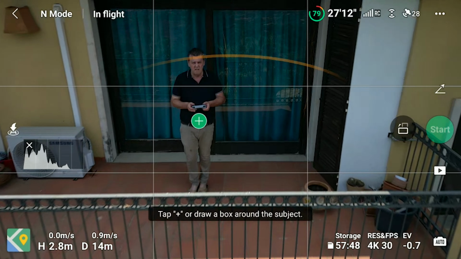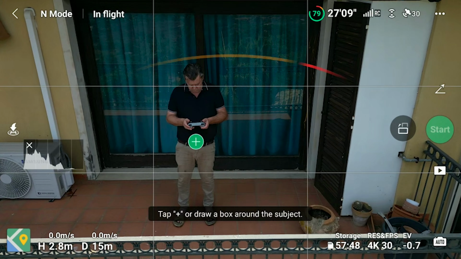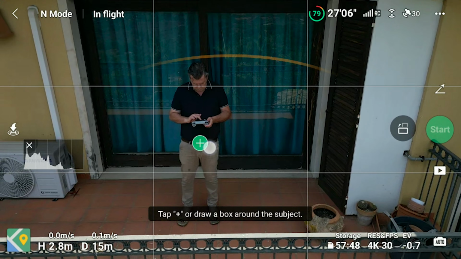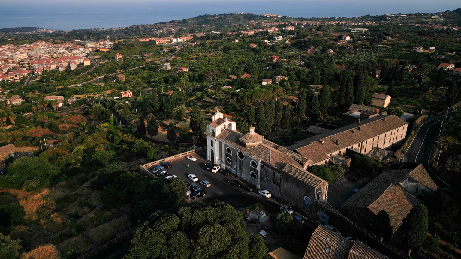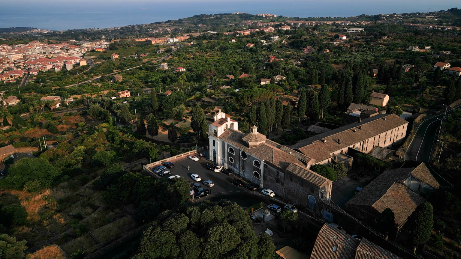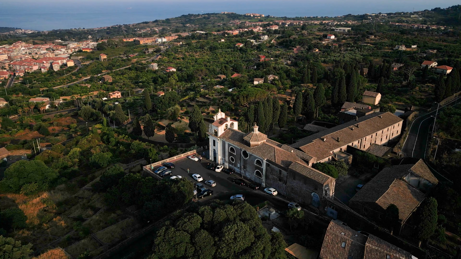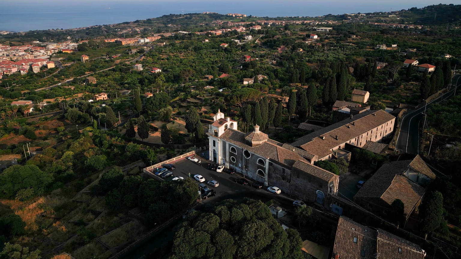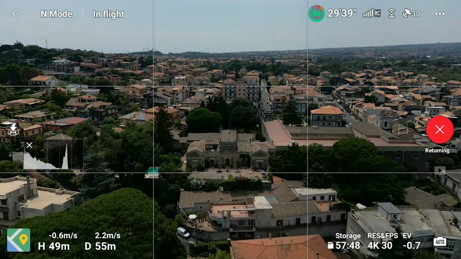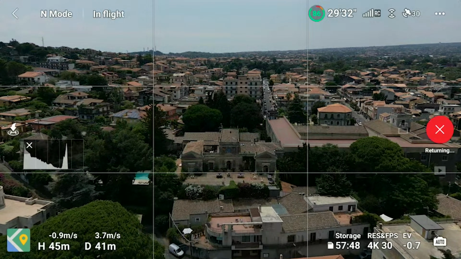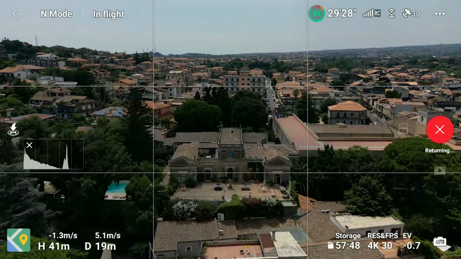If people or vehicles are on the frame, a plus sign will be overlaid, and we can select them as target by simply tapping on the plus sign. Most of the modes are quite slow, so it can be beneficial to accelerate them or to speed ramp. During the different Quickshots, the sticks of the remote controller are not available. If we touch them, the Quickshot will be aborted. After completion of each move, the aircraft returns to the initial position, which is in most cases very useful.